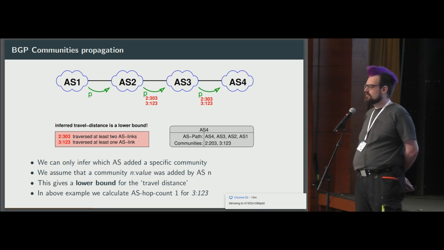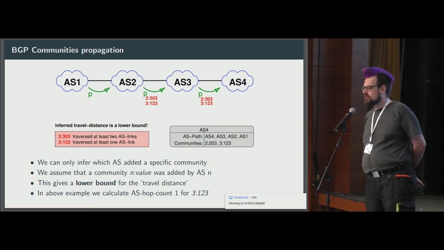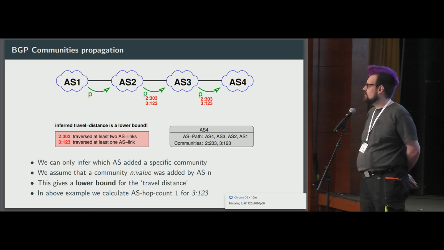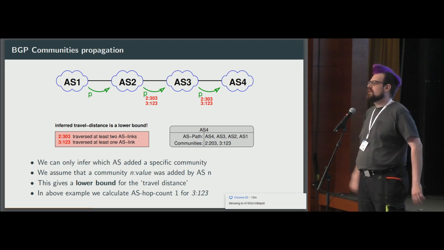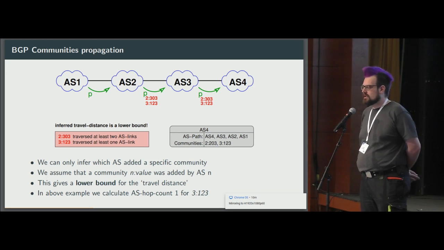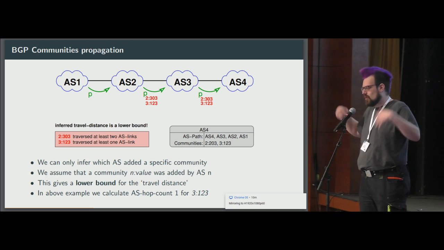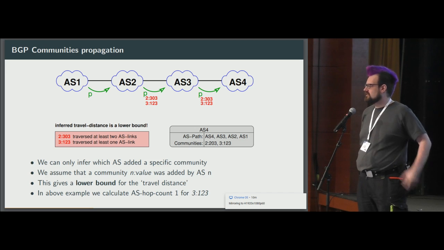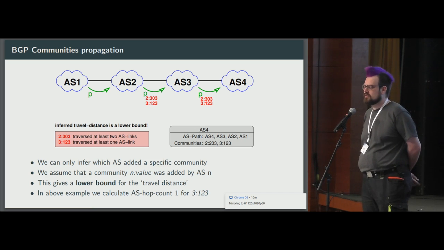This will lead us for the community 2:303 with the correct travel distance of 2 AS hops, and with the other community 3:123 with the wrongly assumed travel distance of 1, because it's just one AS hop, although correctly it would be 2. But for us this lower bound of the distance of one hop is sufficient for our work.